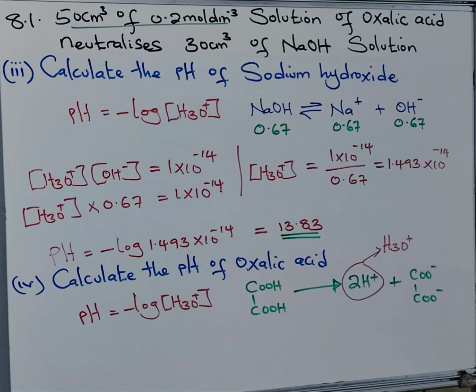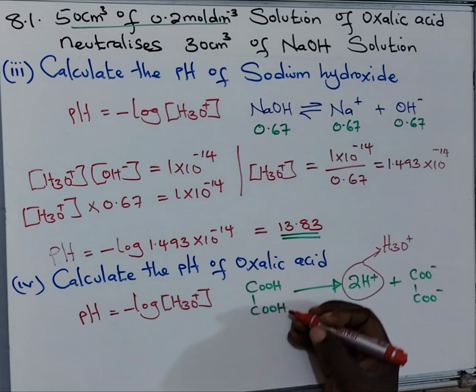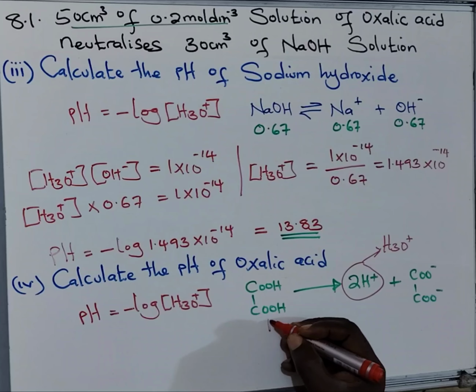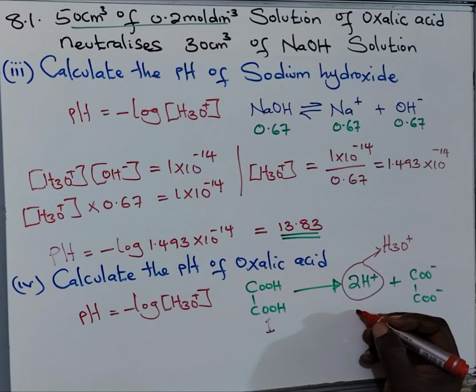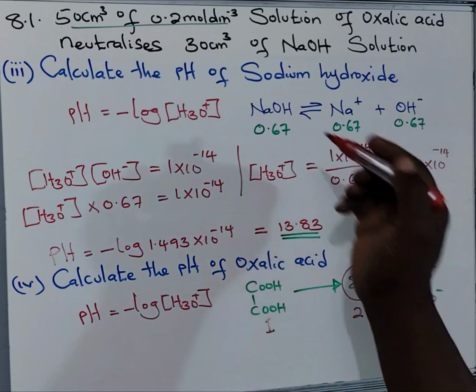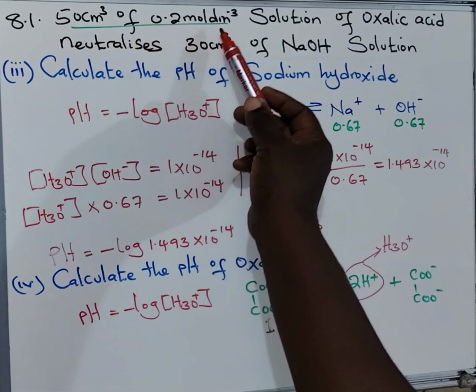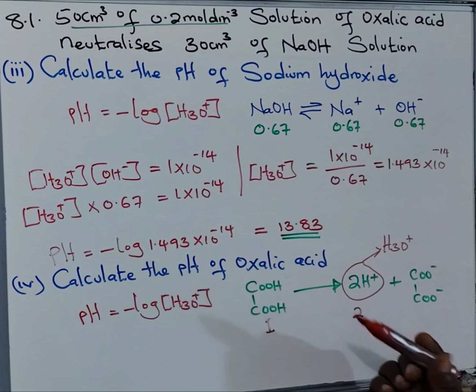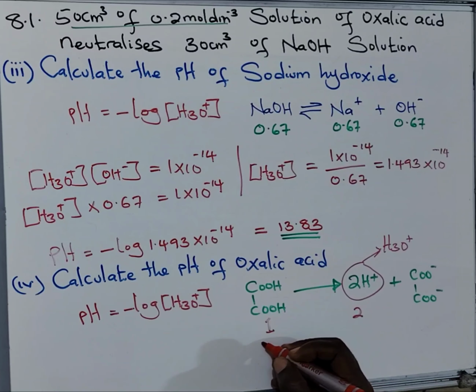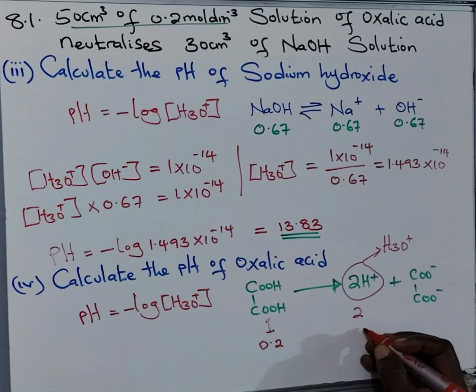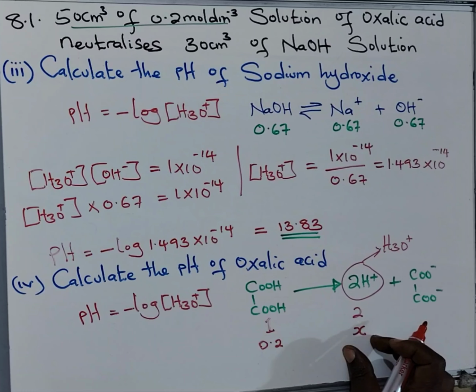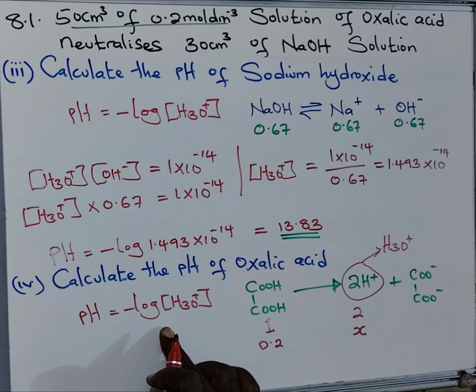So what do we do? This is what we are seeing, that when 1 mole of oxalic acid ionizes, it produces 2 moles of hydronium ion. And we know the concentration of oxalic acid. What is it? It is 0.2. So we are looking for these, because this is the true value which is supposed to be substituted here.